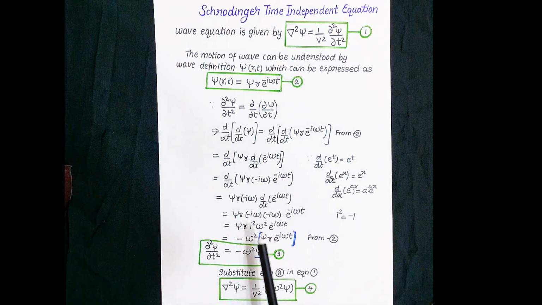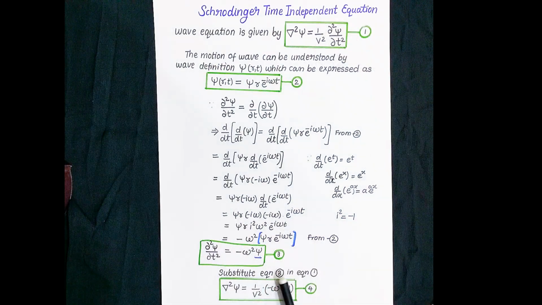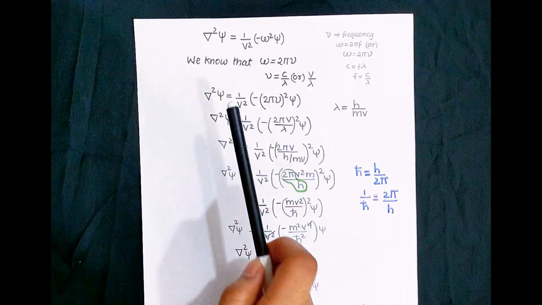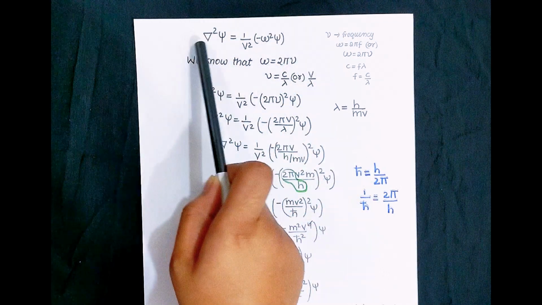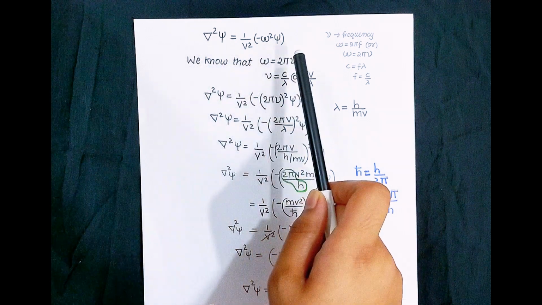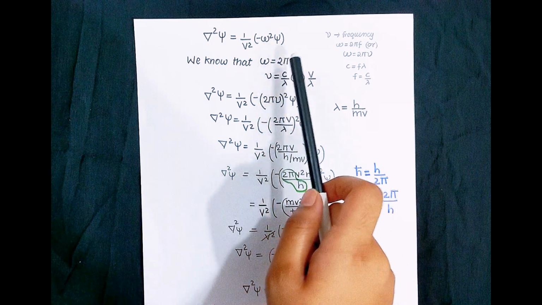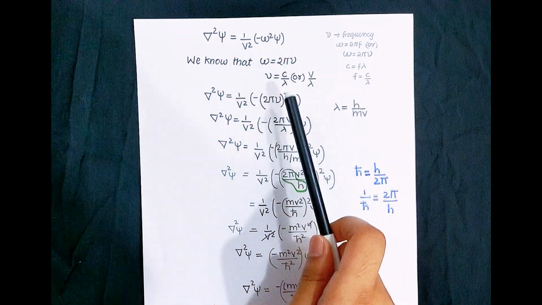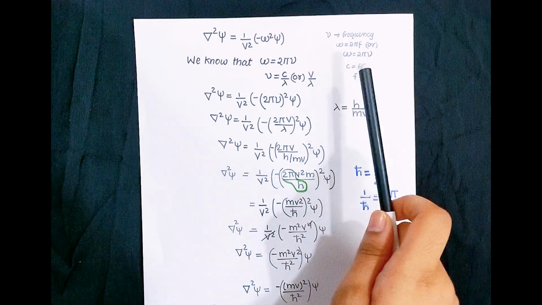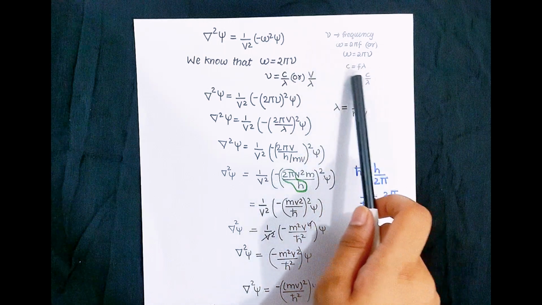Now what we do is, we will substitute this equation in the first equation. By substituting equation 3 in equation 1, we will get ∇²ψ = (1/v²)(−ω²ψ). This is the previous equation, that is the fourth equation. In that, we know that ω = 2πf. In the place of f, I have written ν. You can write ν as the frequency. So ν = c/λ, as you know f = c/λ. How? Because c = fλ, so f will become c/λ. Instead of c, we are writing v, and instead of f, we are writing ν.